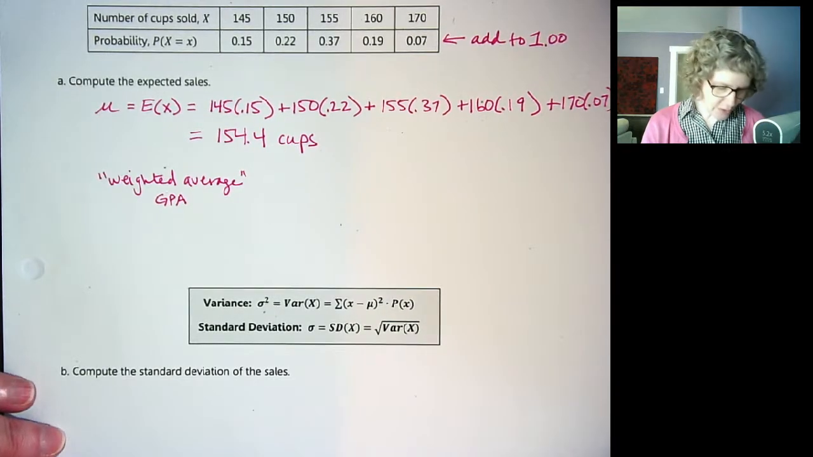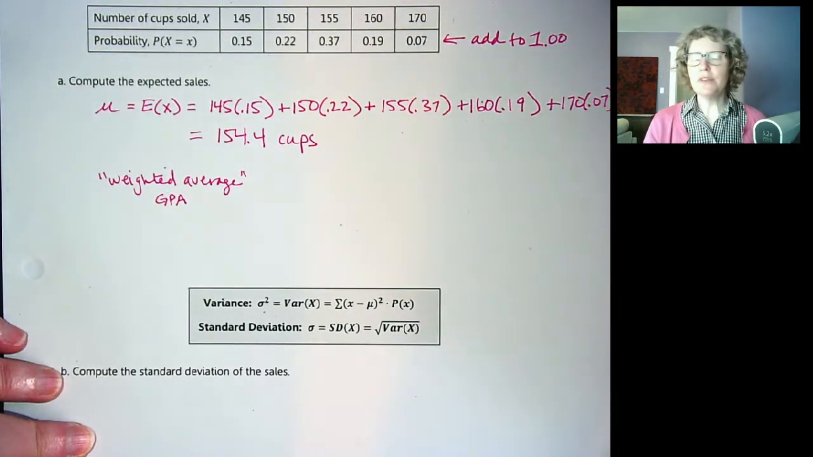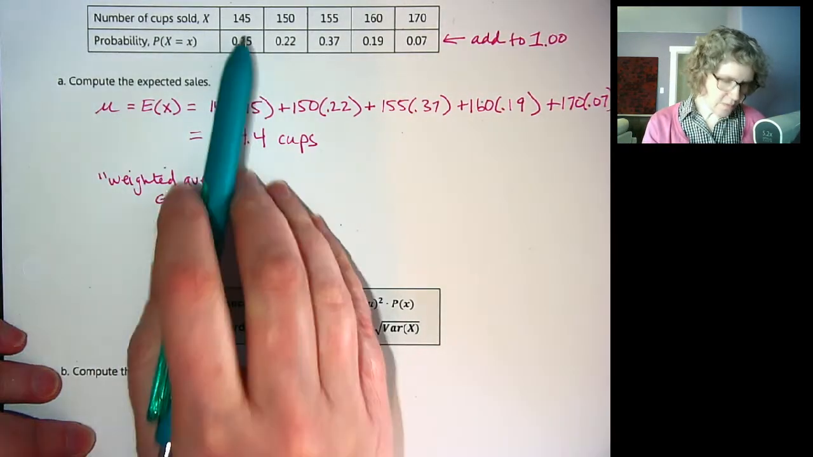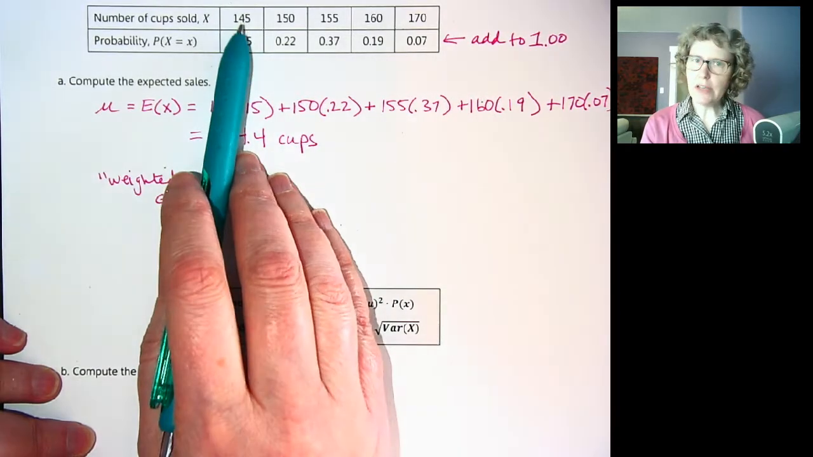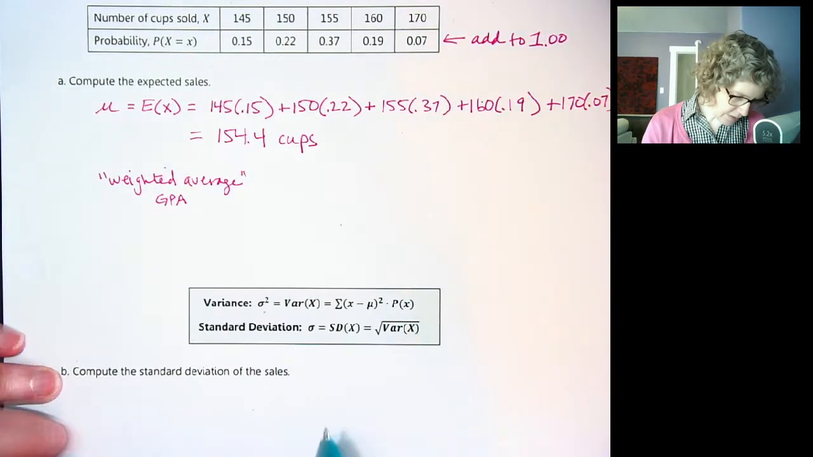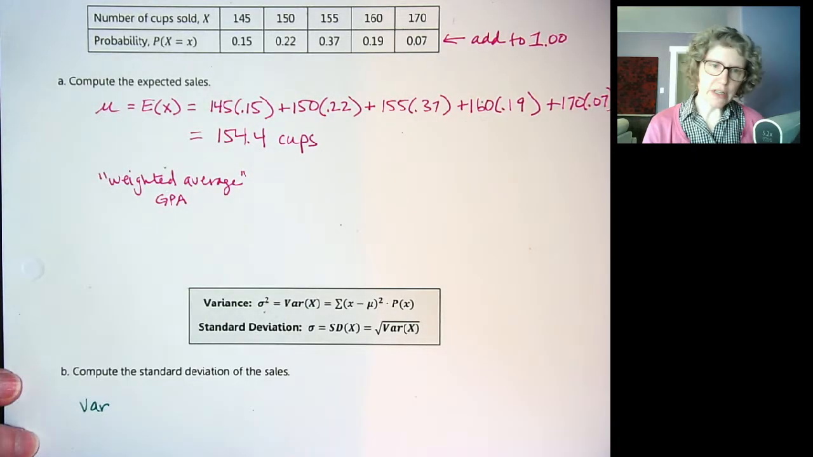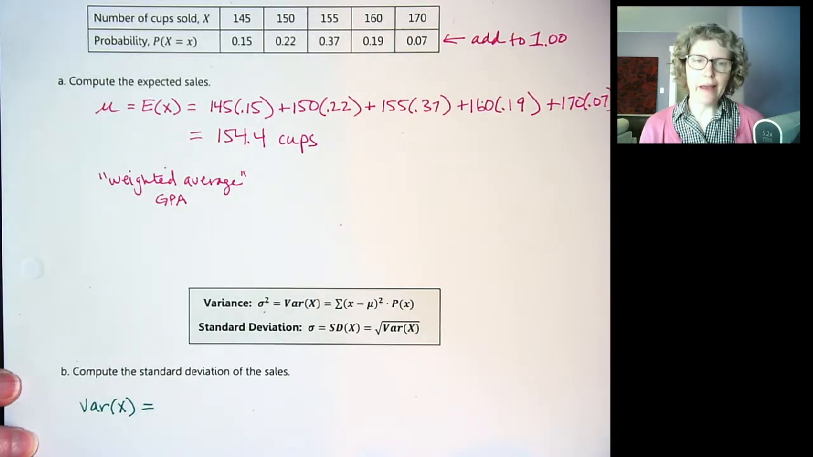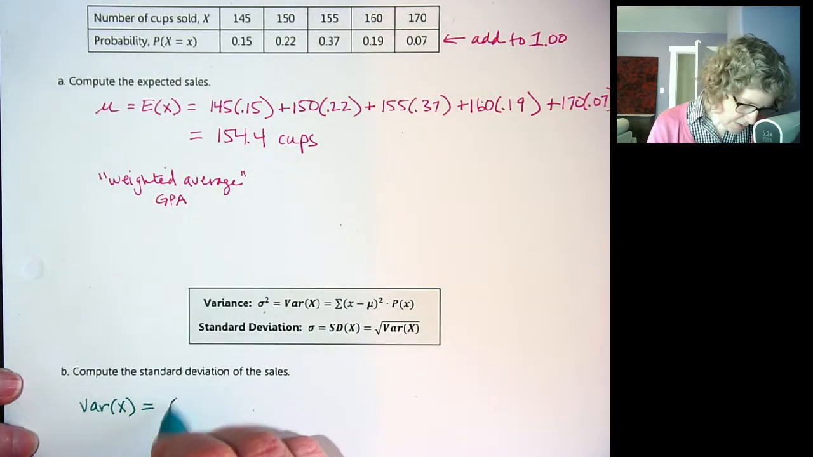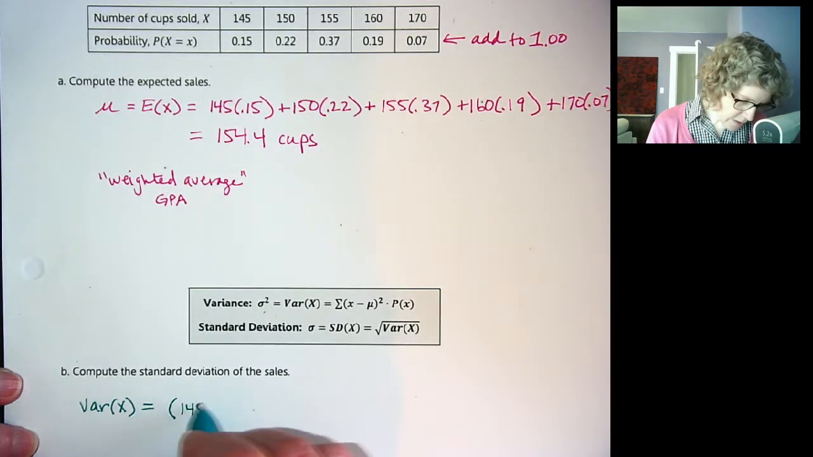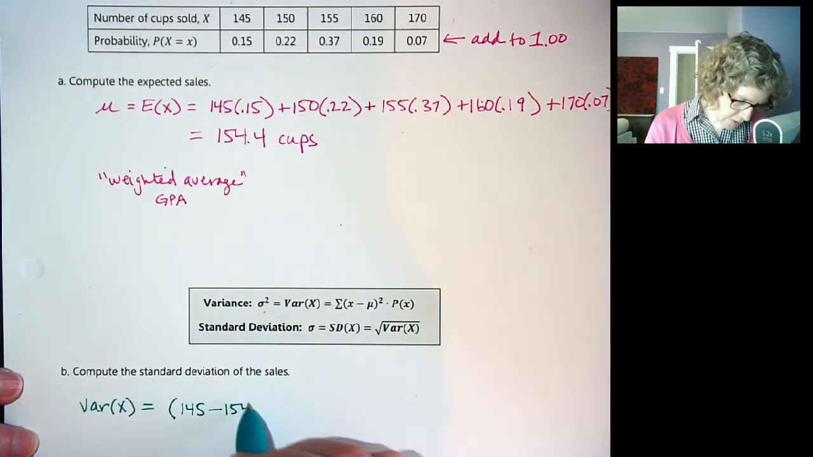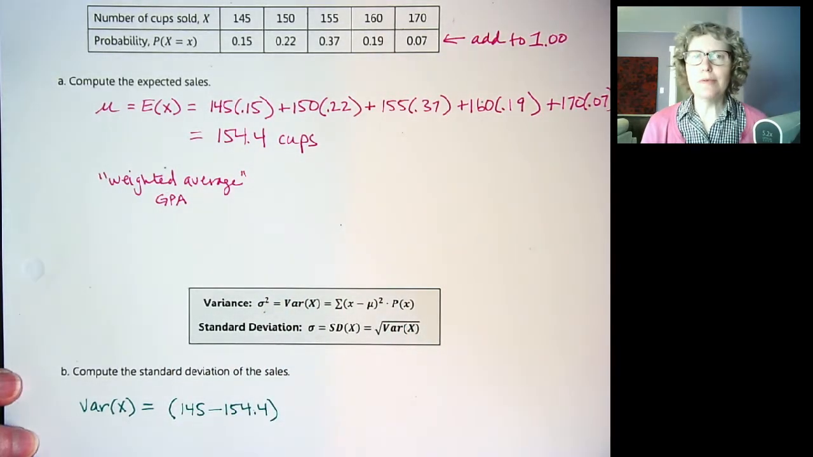Okay, so the first thing we do, remember deviation is how far away from the mean something is. So we're going to take each value and calculate that deviation and see how far away it is. The thing we're calculating first is called the variance, abbreviated VAR, the variance of x. So first we take our first number, 145, minus our mean, which is what we got right here, 154.4.